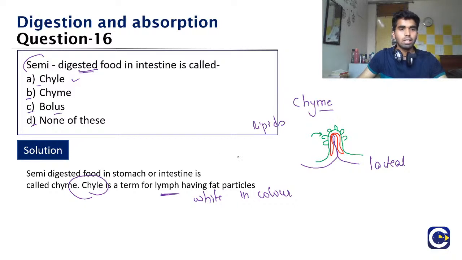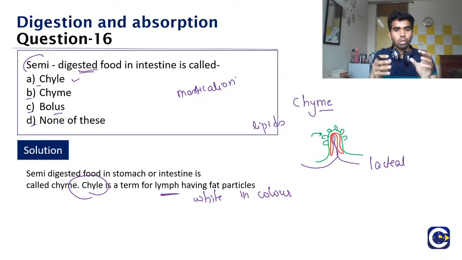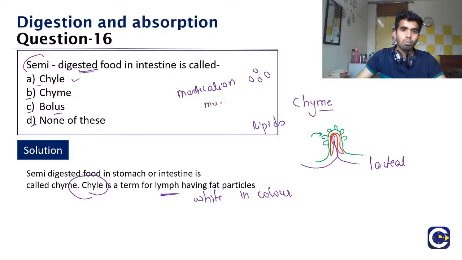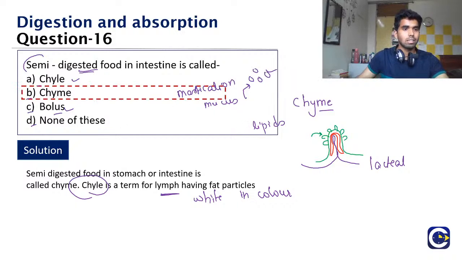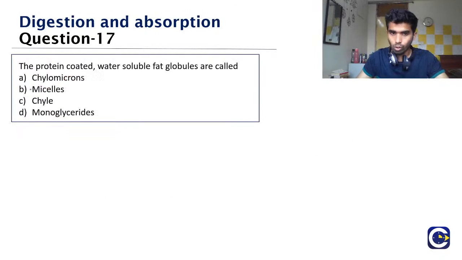And then what is bolus? See, when the food is present in our mouth, because of mastication the food is broken down into very small particles. Mucus is also released in the mouth, and this mucus combines with the small particles and a ball is formed. Because it is like a ball, it is known as bolus. So for this question the correct answer is option B, that is chyme. Yes, Jivita, Akshaya, Srividya, all of you are correct.